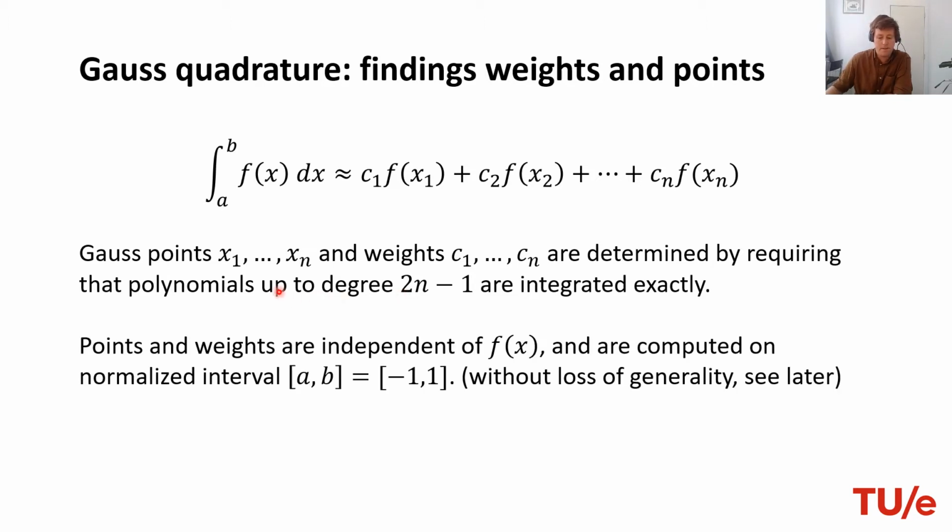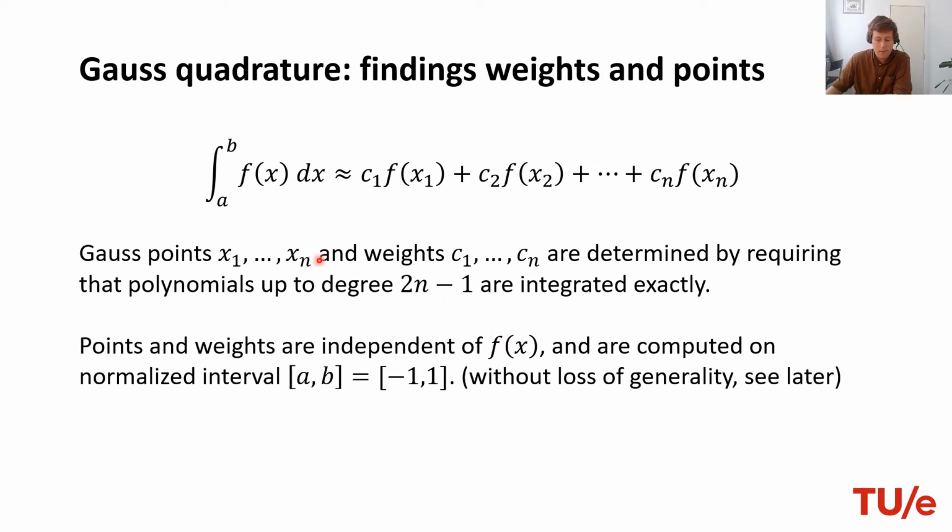Also important is that in this definition of how we find the Gauss points and the Gauss weights, there is no real mention of the function f that we're trying to approximate. And indeed, the points and the weights in Gauss quadrature will be independent of the function f of x that we try to integrate, or that we try to approximate the integral of, to be more precise.